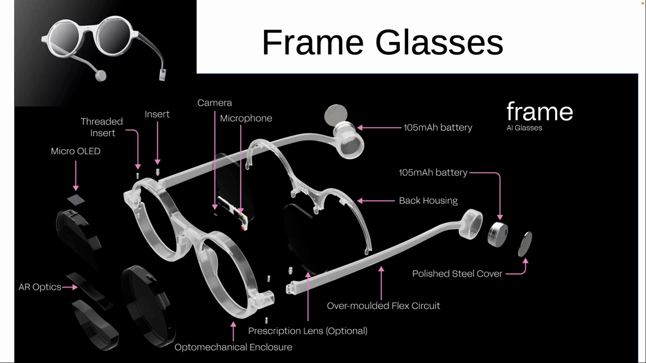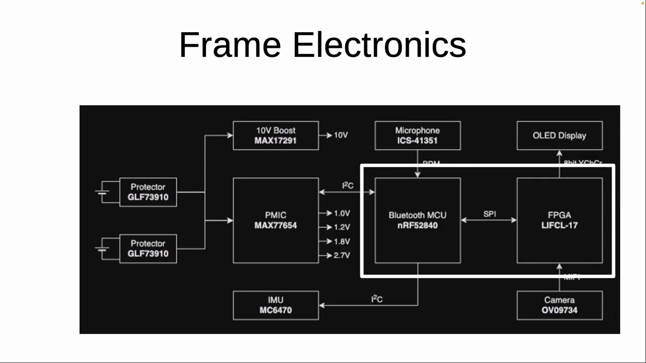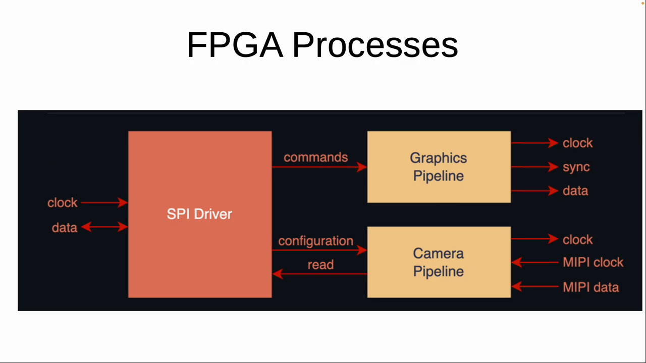Another interesting open source video pipeline are the Frame glasses. They have a camera, they have an FPGA, they have a display on the frame. So you can see on the right hand side, on the big white square, there's a Bluetooth microcontroller that speaks Bluetooth to the rest of the world. There's an FPGA. Below it, you've got a camera sending signals in. Above it, there's a display. So the basic way it works is the image comes in from the camera. It goes from the SPI driver to the microcontroller. It gets sent off to some AI which recognizes the image, and then the results go back to the graphics pipeline to be displayed.